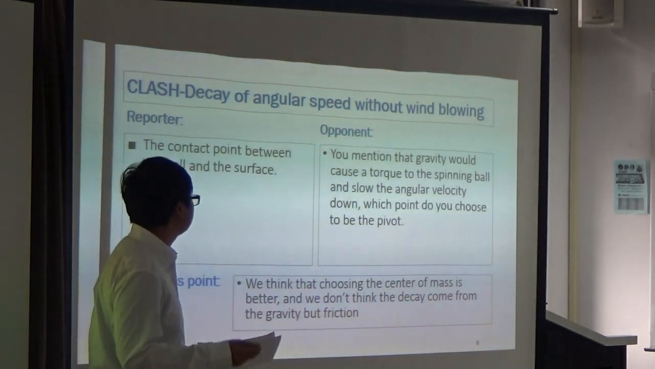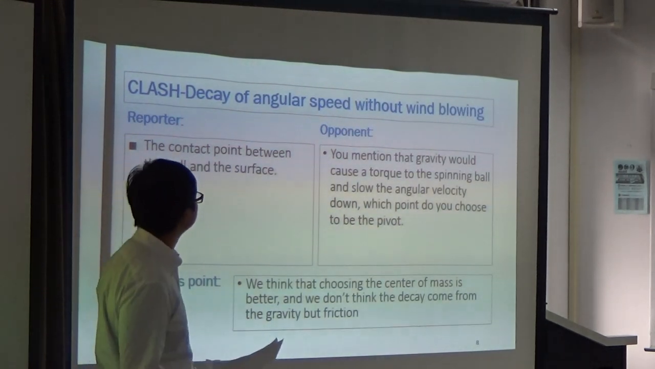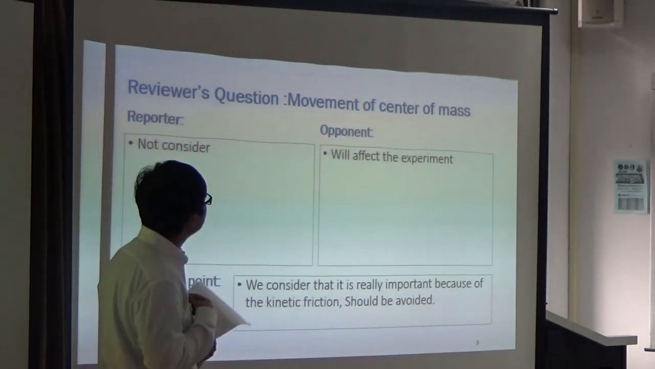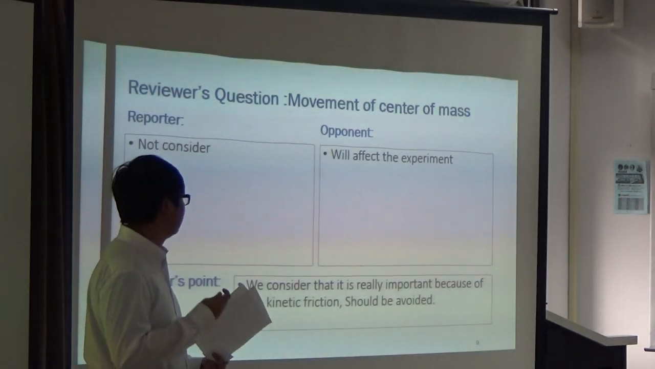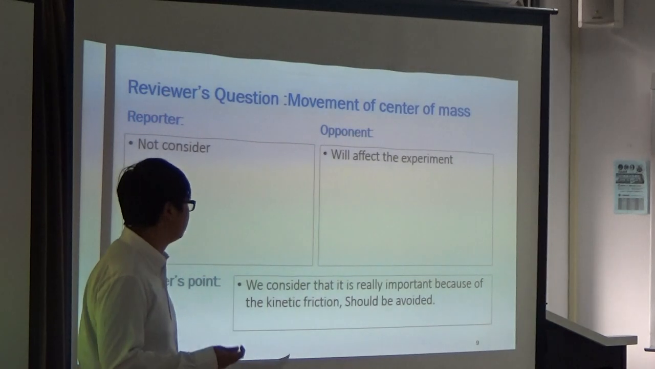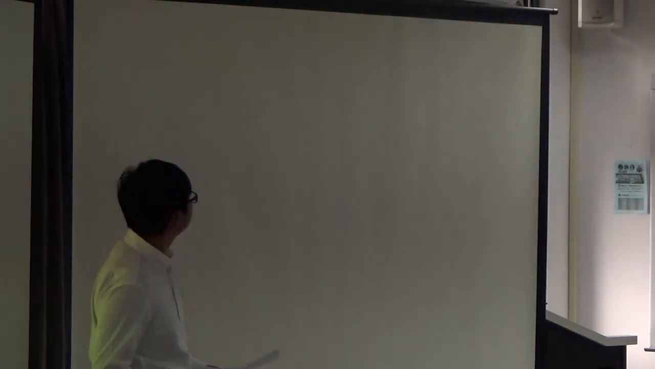And we think that choosing the center of mass is better, and we don't think it can come from gravity but friction. And we talk about the experiment, and we consider that it is an improvement because the kinetic friction should be avoided.